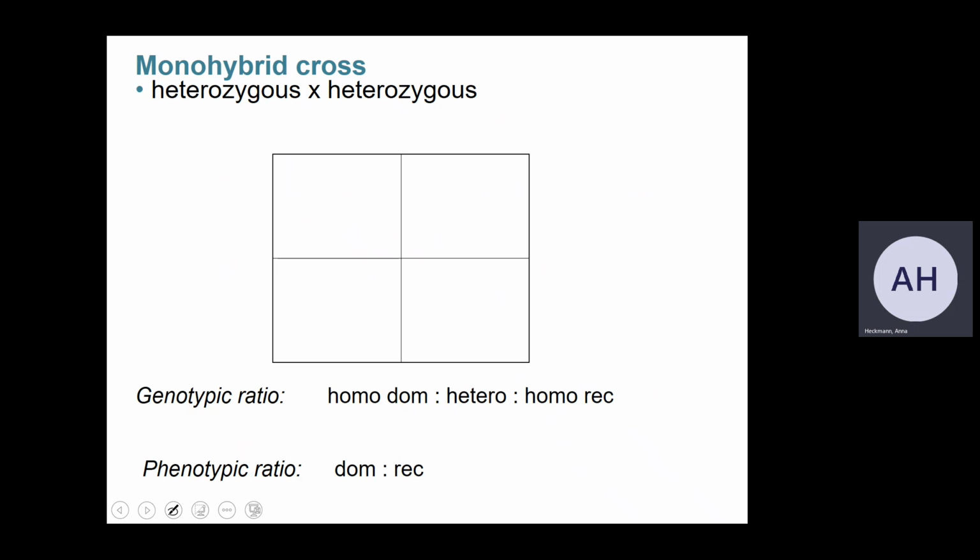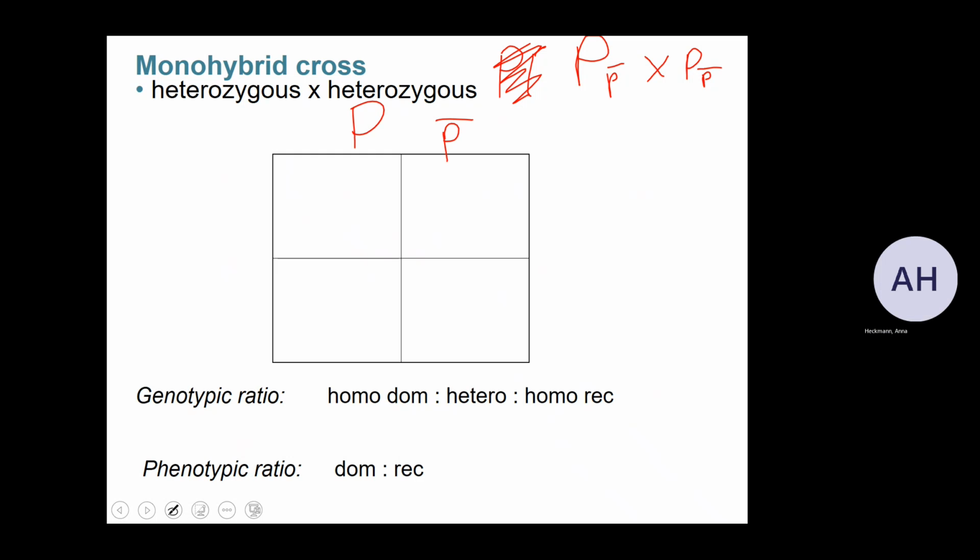Now let's do a heterozygous crossed with a heterozygous. Let's use P's this time. Let's say that big P is purple and lowercase p is white. So for heterozygotes, we're going to have one dominant and one recessive allele in each combination of alleles. And I'm going to put one parent on top and one parent on the side. So we've got our genotypes there.